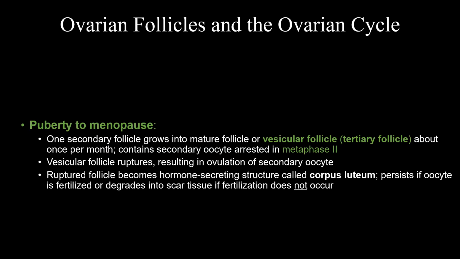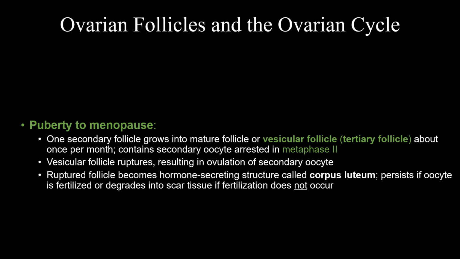Now, once a female hits puberty, she begins the ovarian cycle, a monthly series of cyclical hormone changes and events controlled by the hypothalamic-pituitary-gonadal axis, the HPG axis. Under the control of this cycle, each month a group of secondary follicles is stimulated to progress to the next stage of development. This is called the vesicular follicle or the tertiary follicle. Again, most of these secondary follicles undergo atresia and die, and usually only one remains.